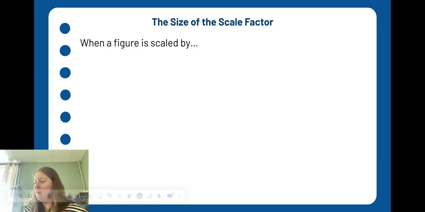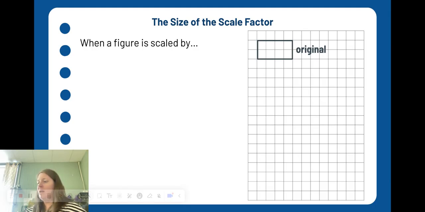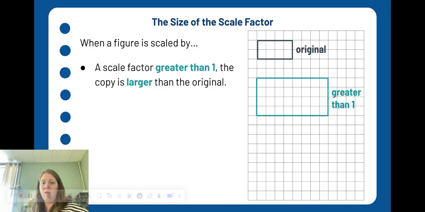The size of a scale factor. When this figure is scaled by the original, the scale factor greater than 1, the copy is going to be larger than the original. Because again, scale factor is multiplication. So if you're multiplying by greater than 1, then the copy has to be bigger because it's going to be times more than 1. Okay?